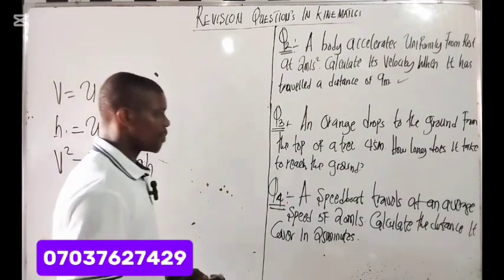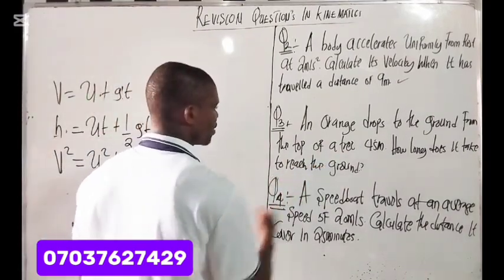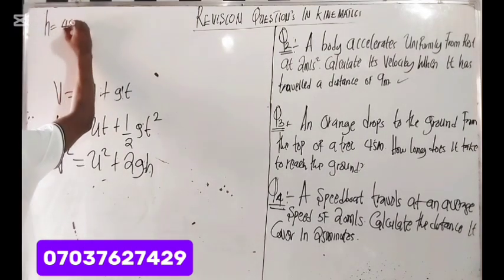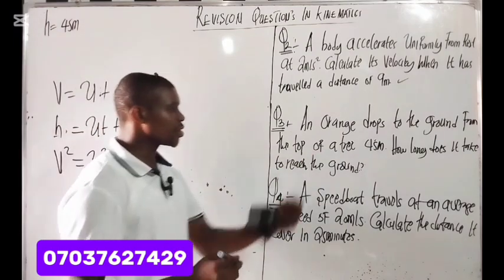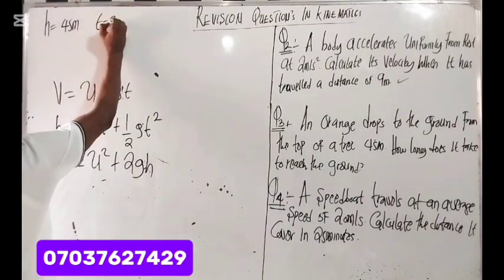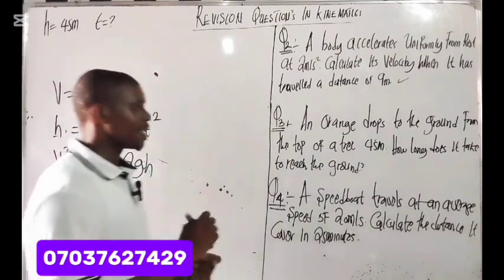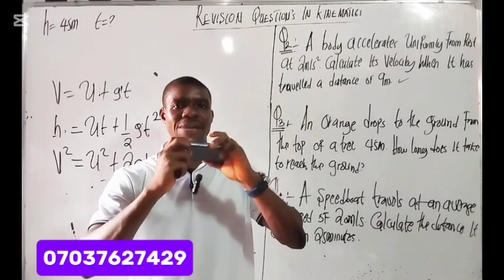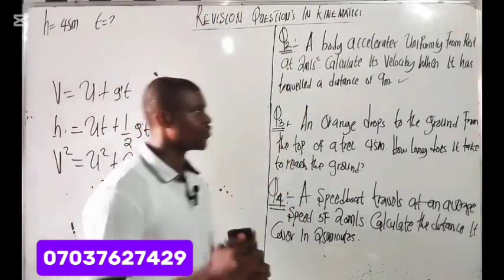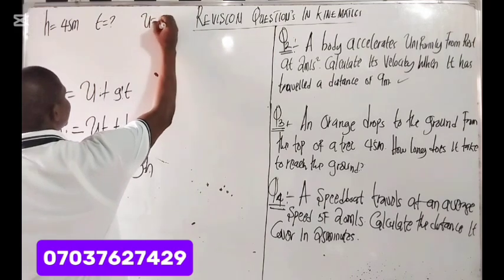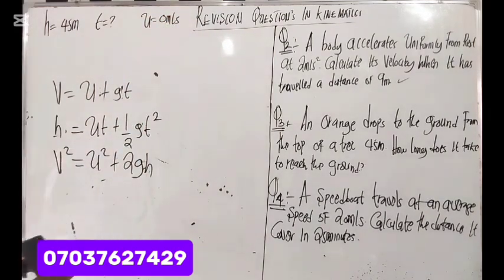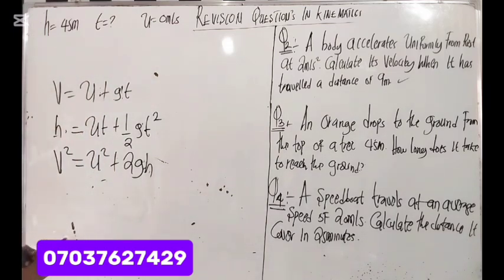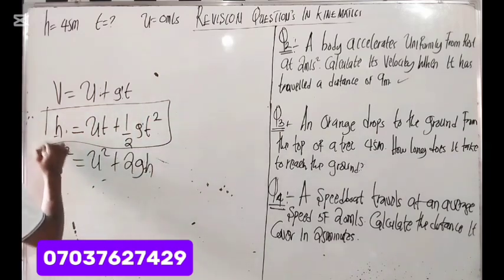An orange drops to the ground from the top of a tree. So the height is what? The height is 45 meters, right? How long? They're talking about the time. How long does it take to reach the ground? Now, whenever it falls, look at something here. There must be an initial velocity, and that initial velocity is 0 because it falls from a height. So my initial velocity here is 0 meters per second. Which one are we going to use here? We're talking about the time. So what you can easily use here is going to be this one here. This one you can easily use, right?